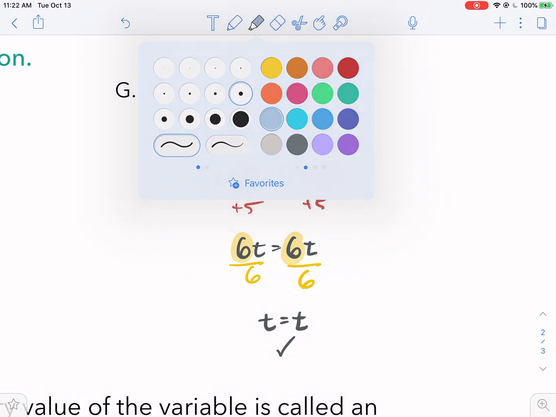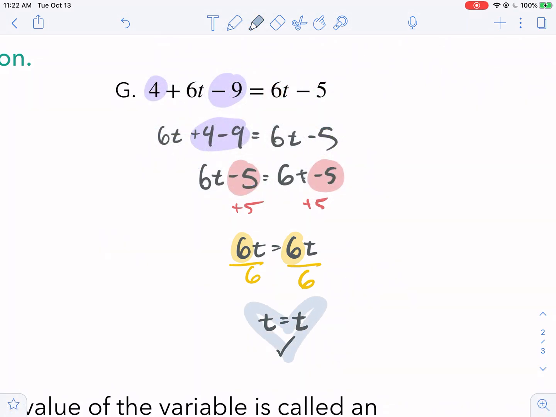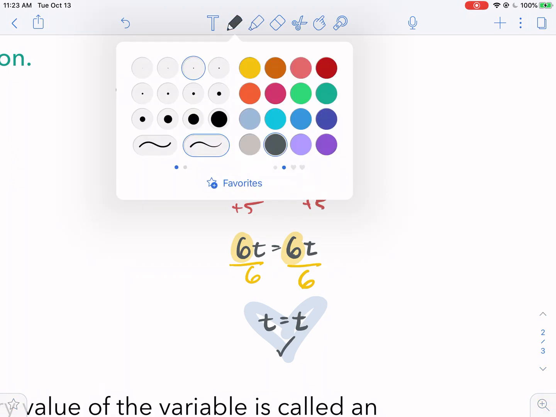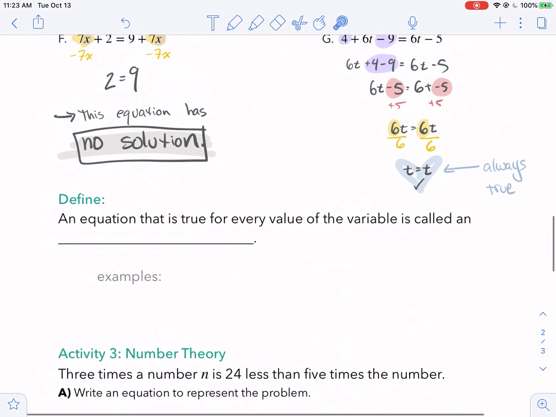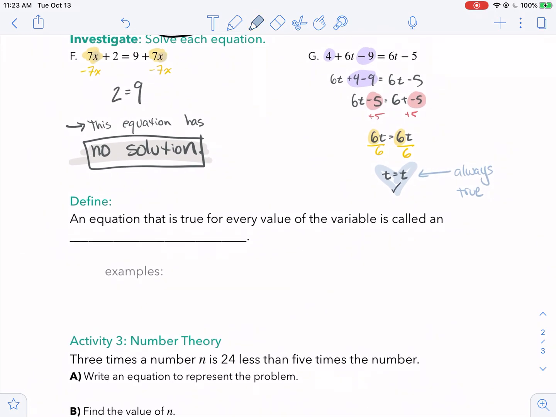How weird. Notice that no matter what we did, we got the same answer. We got something that is always true. So no matter what we plug in for t, we'll always get a true statement. So an equation that is true for every value of the variable, we call this an identity. For example, if we have the equation t equals t, that's always true.